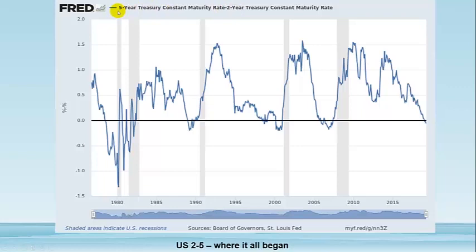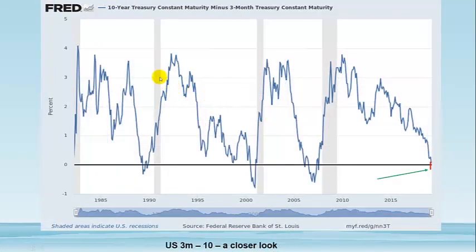Here was 2s, 5s, and I did a video for ETV on this in December. If you have any questions on it, as always, just shoot me an email. But here was the inversion in the month of December. So the inversion started with 2s versus 5s. This is where it all began. So that was December. Now we look to what happened on Friday, 3-month versus 10s. And I put this little red line just to emphasize it here. Here's the inversion you had on Friday. So this was the next part of the inversion process, which gave the market a reason to panic.